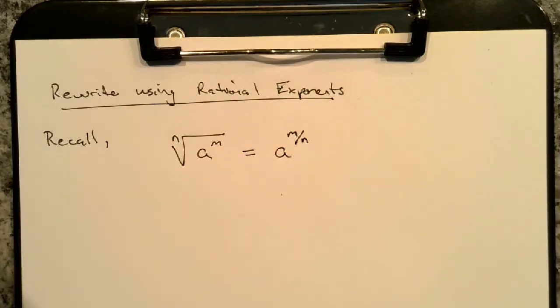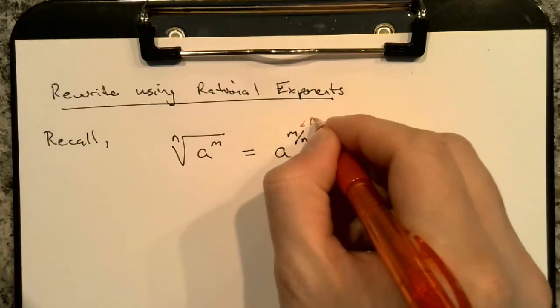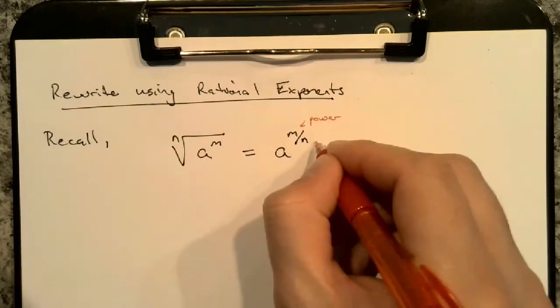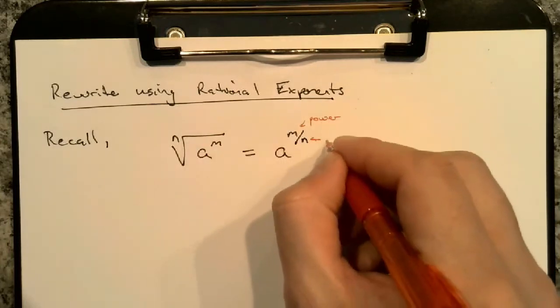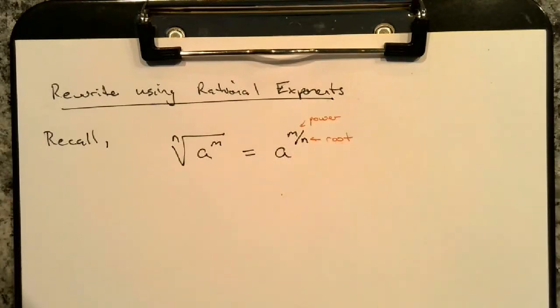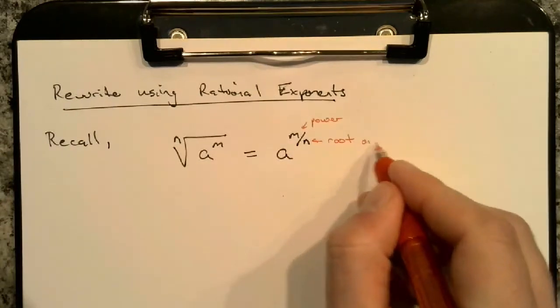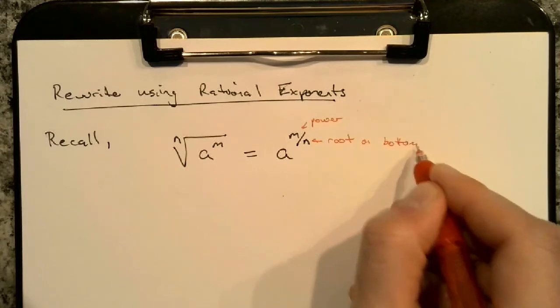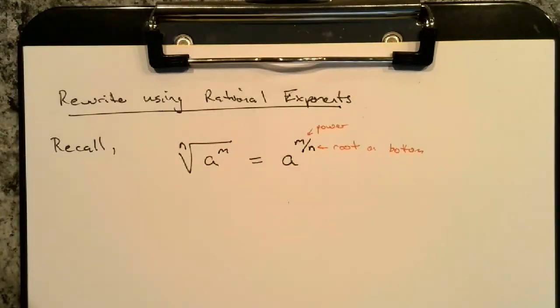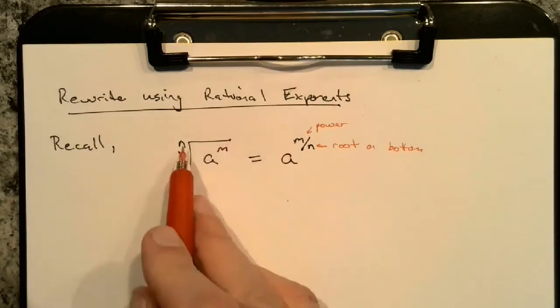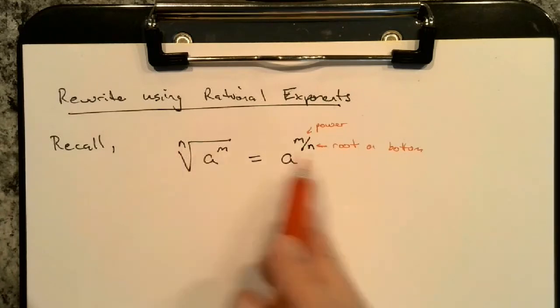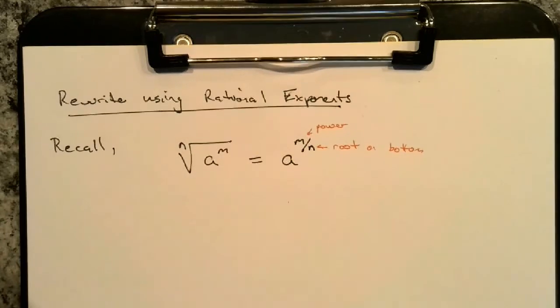So the power is on top, in the numerator. The denominator is going to be the index of the root, so the root is on the bottom. You can think of the root being on the bottom like the roots of a tree you see outside. The roots are always on the bottom. So when you look at this, the power is in the numerator, the root is in the denominator, and the base stays a.